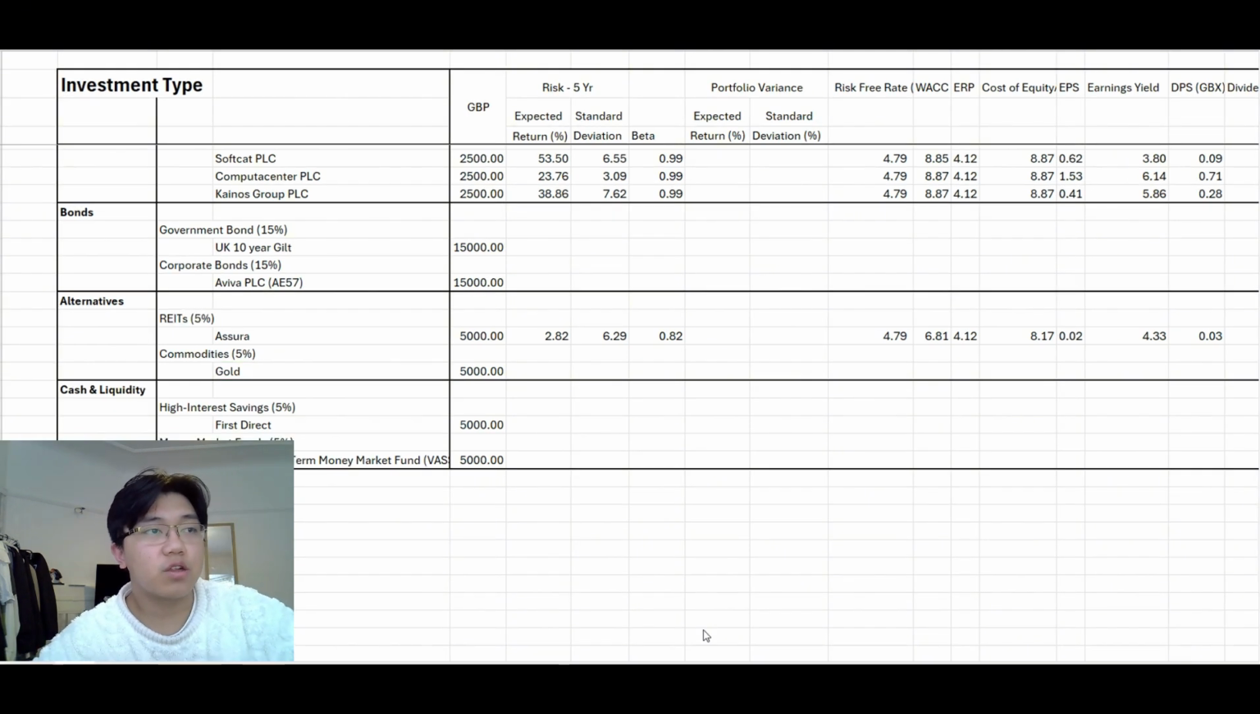Let us now move on to the cash and liquidity. For the high interest savings and the money market funds, I've allocated 5% each, and I've chosen First Direct for high interest savings and Sterling Short Term Money Market Fund for the money market funds. High interest savings accounts and money market funds ensure that a portion of the portfolio is readily accessible for any immediate financial needs or opportunities. These instruments offer safety, liquidity, and small interest income, which is crucial for managing short-term cash requirements without compromising on earning potential on idle funds.